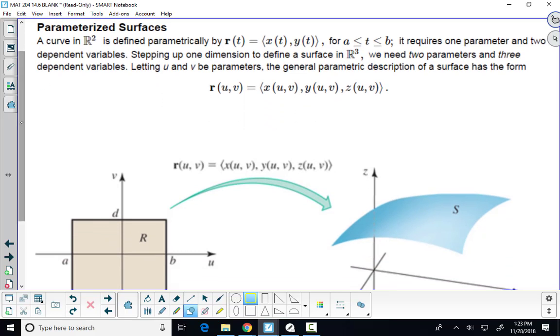This is the part that blows most people's minds: how do you come up with the parameterization? And we'll do a few of these. The only way to generate parameterizations for surfaces is with practice. It's much harder than with curves. With curves, it's easy for the most part. We've done ellipses, we've done circles, we've done lines. Curves are pretty easy to do.